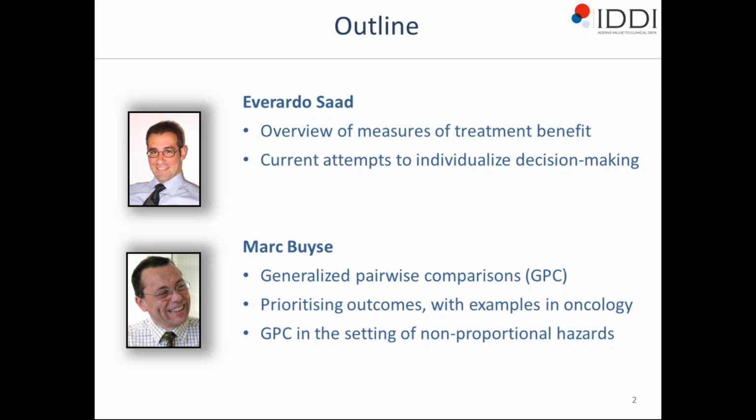And the solution we're discussing today, one of the possible solutions, is a method that has been developed called the Generalized Pairwise Comparisons, or GPC. So Mark will talk about the method, how it works, how it can be used to prioritize outcomes. We'll focus our presentation on oncology, but as Mark will explain, this can be used in other fields. And then Mark will say a few words about a more technical statistical issue of using GPC in the setting of non-proportional hazards.